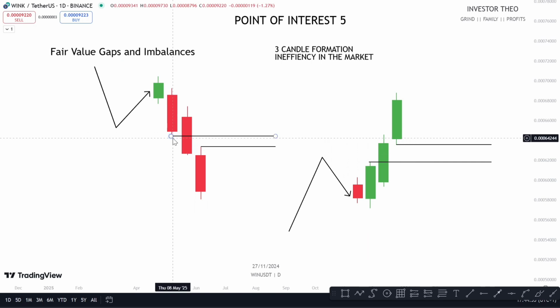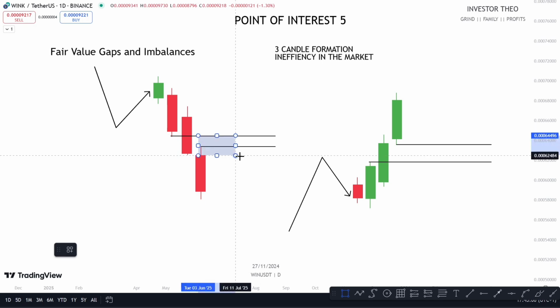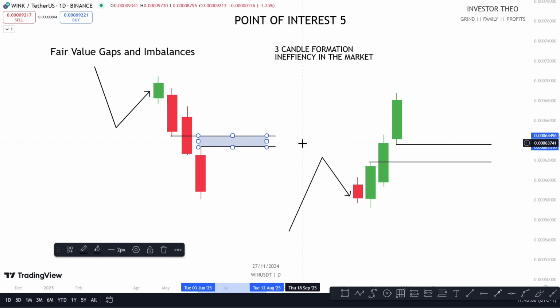This is the wick of the low of the first candle. This is the third candle, 1, 2, 3. This is the high of the third candle wick. Okay, so this gap over here is what's referred to as the fair value gap. This gap over here.